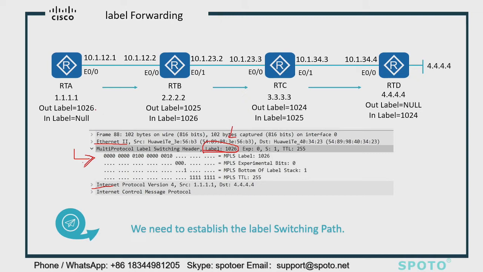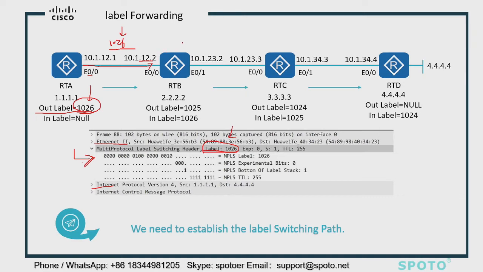And the label is 1022. RTA will search for the destination address 4.4.4.4. It means the out label is this one. When RTA sends the packet to RTB, RTA can find the outgoing interface and the next hop according to this label. So between RTA and RTB, the IP packet has the label 1022 here.